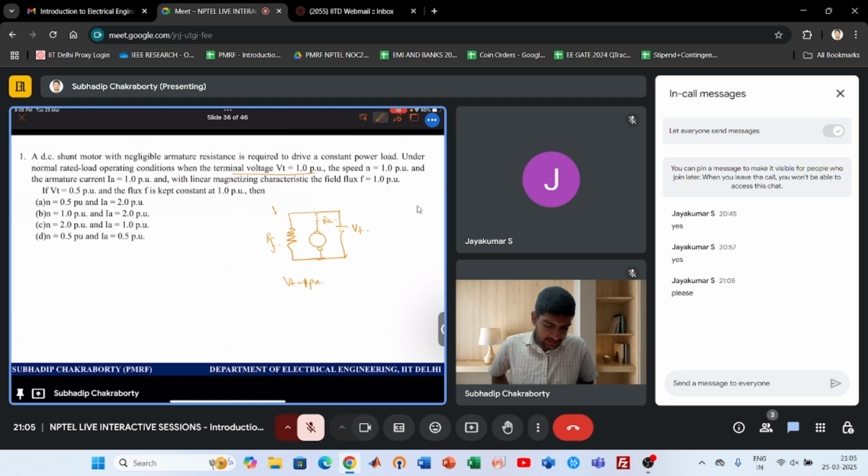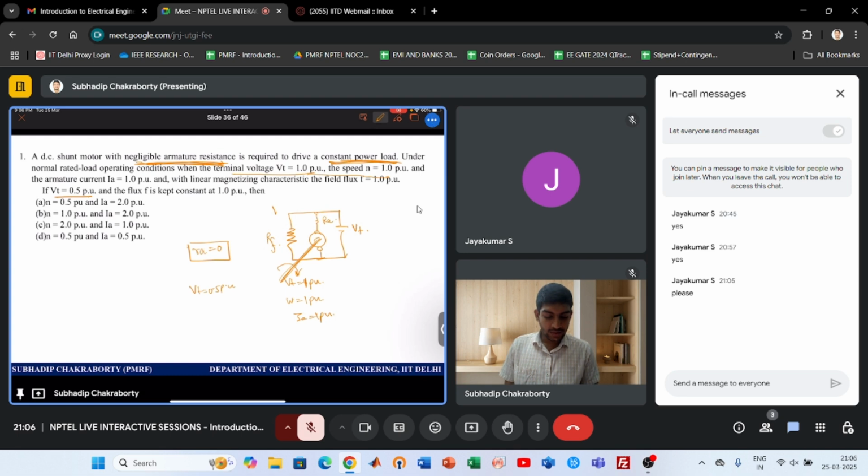So 1 per unit. So voltage is 1 per unit and speed you consider as 1 per unit, meaning rated. Then armature current is also 1 per unit. Then it is asking, suddenly voltage became 0.5. And they are asking you to consider armature resistance to be almost 0. Here it is mentioned, right? Negligible armature resistance and constant power load. Constant power load means what? The motor shaft is driving a constant power load.